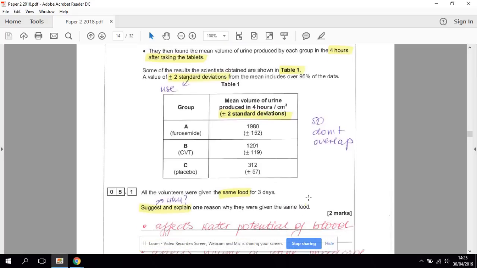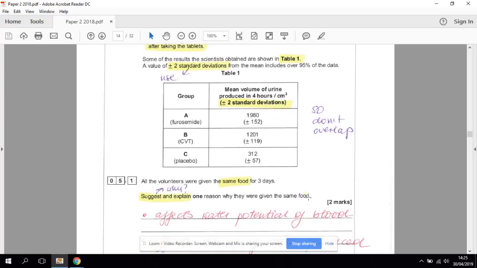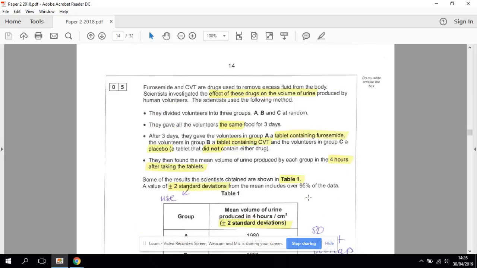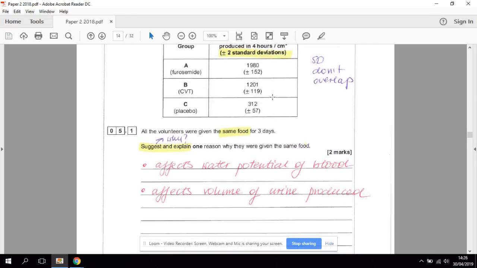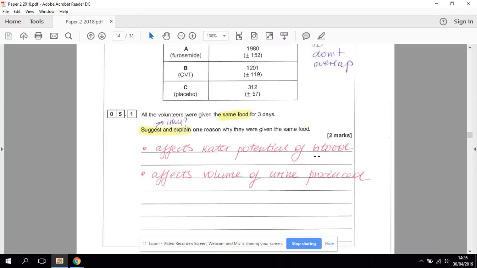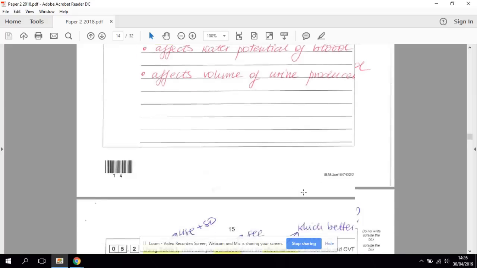Coming to the question: all volunteers were given the same food for 3 hours, suggest and explain why they were given the same food. Why the same food? Because what we're looking at is the excess fluid. If we're giving the same food, we are not going to affect the water potential of the blood, and that also affects the volume of urine produced. So that's why, according to the investigation.